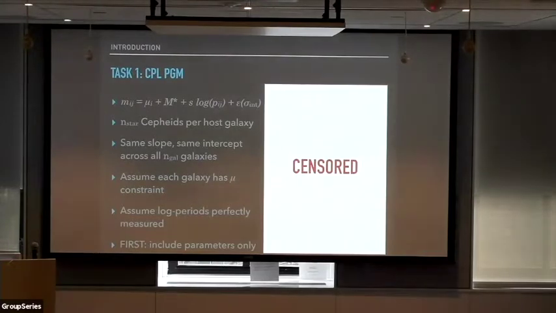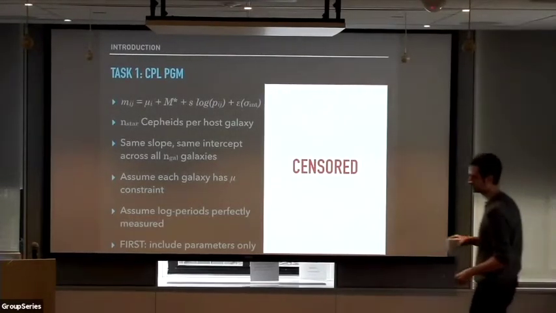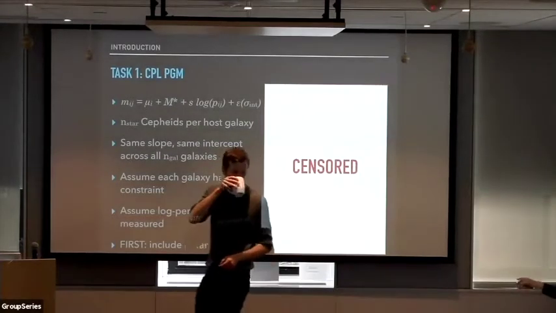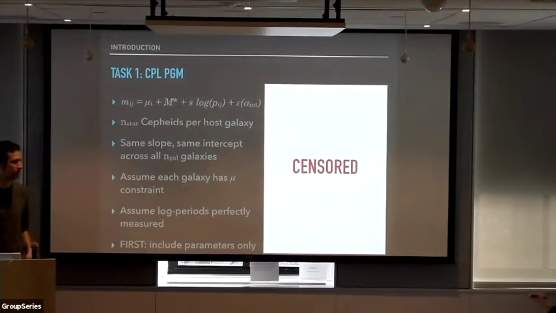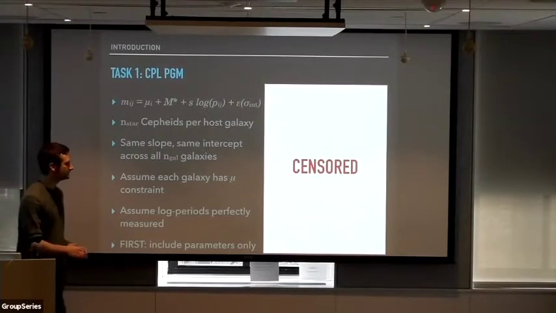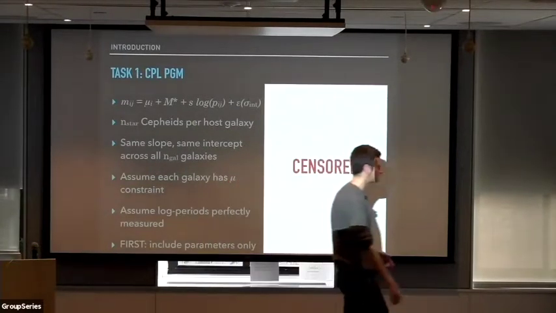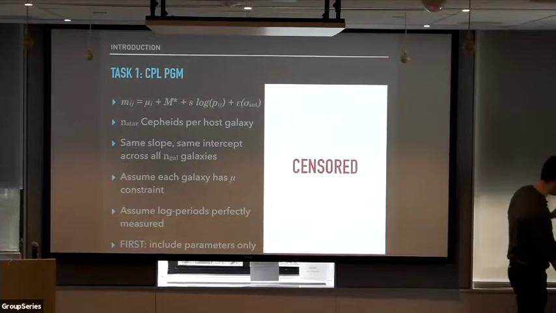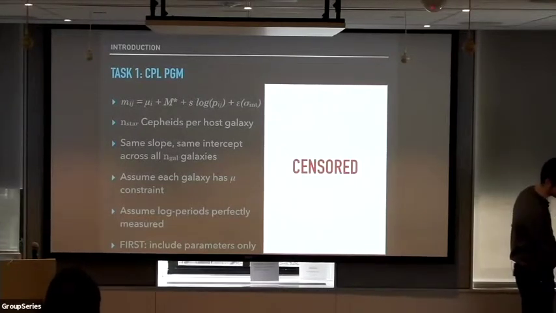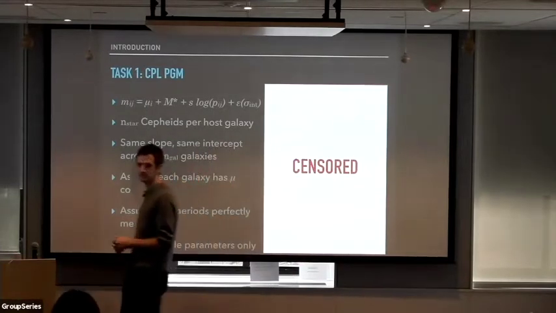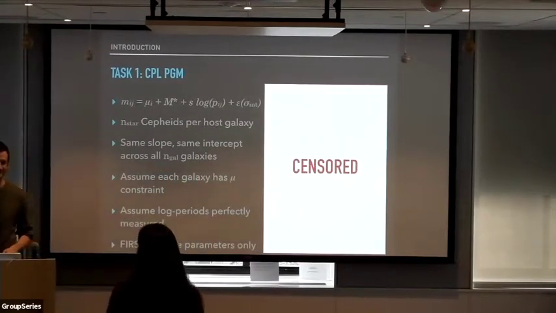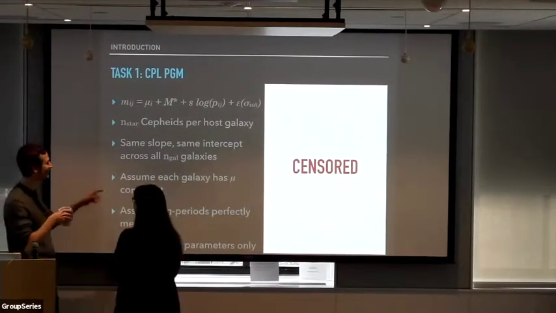So you have Mij, which is the magnitude of... You want to assume there are no outliers. You know they're all Cepheids. You have the class, they're all Cepheids. You have time. I assume that it's the mean magnitude, so it is the log of the period. You already have the period. I'm assuming that someone's done that bit.